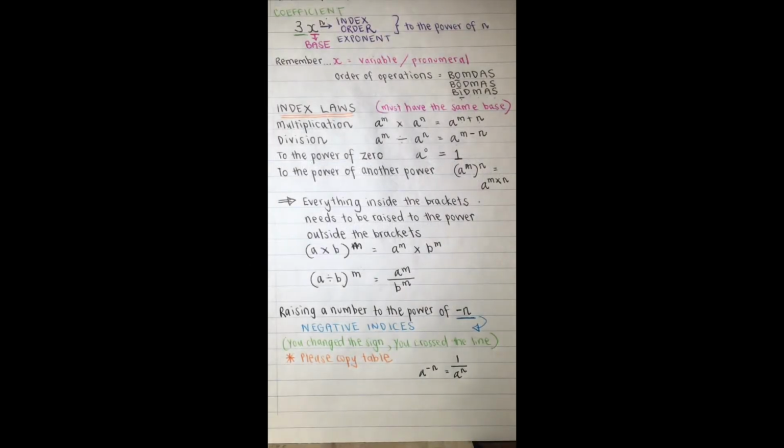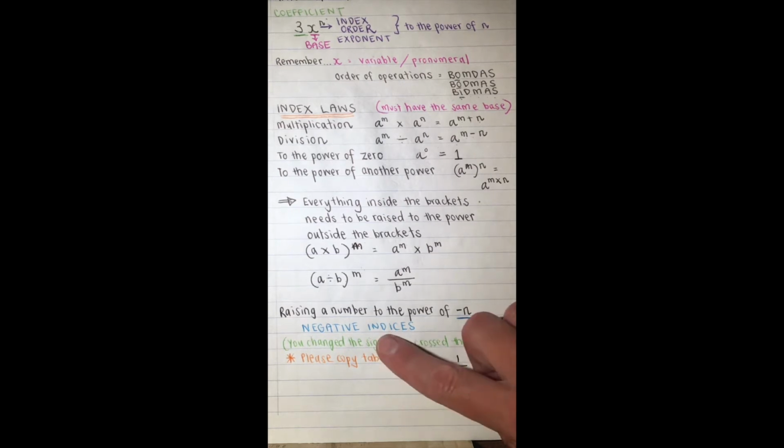Hi, it's me again, Miss Sullivan, and I want to talk to you about the last index law for the moment, which is raising a number. Well, really, it's the last index law. It's all about raising a number to the power of a negative n. So basically, we're working with negative indices. I'm just going to say the little rhyme now, and you'll see why it makes sense later. You change the sign, you cross the line.